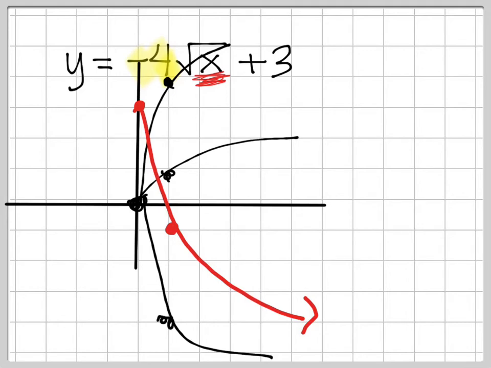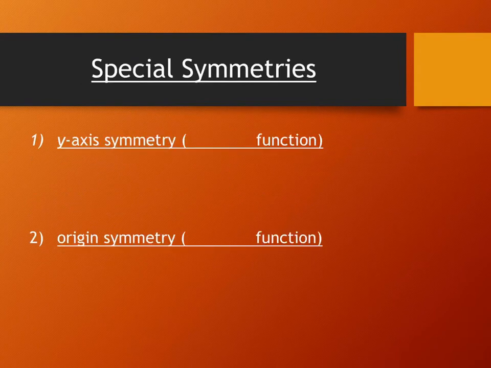Okay, I'd like to go back then and we'll finish the parts that we were going to talk about, the special symmetries. We've talked about some of these before already in intermediate, so some of this will look like review. Okay, there are 2 special symmetries that happen with functions. Specifically, we're working with functions. The first is called y-axis symmetry. And when that happens, the function is called even.